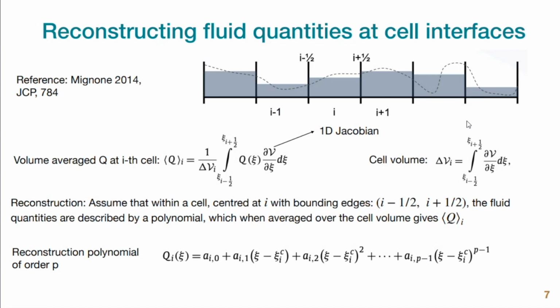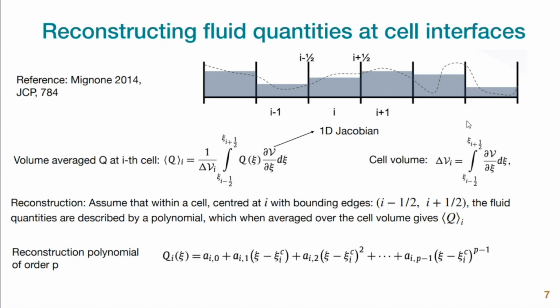The essence of the thing is, you have now this polynomial. So now my reconstruction polynomial looks something like this. But xi_c is some point within this zone. It can be the center of the cell, or it can also be the starting point. Any point. It's just a polynomial. And then xi minus xi_c, where xi is the coordinate between these two edges of the cell. You can go to the pth order polynomial.